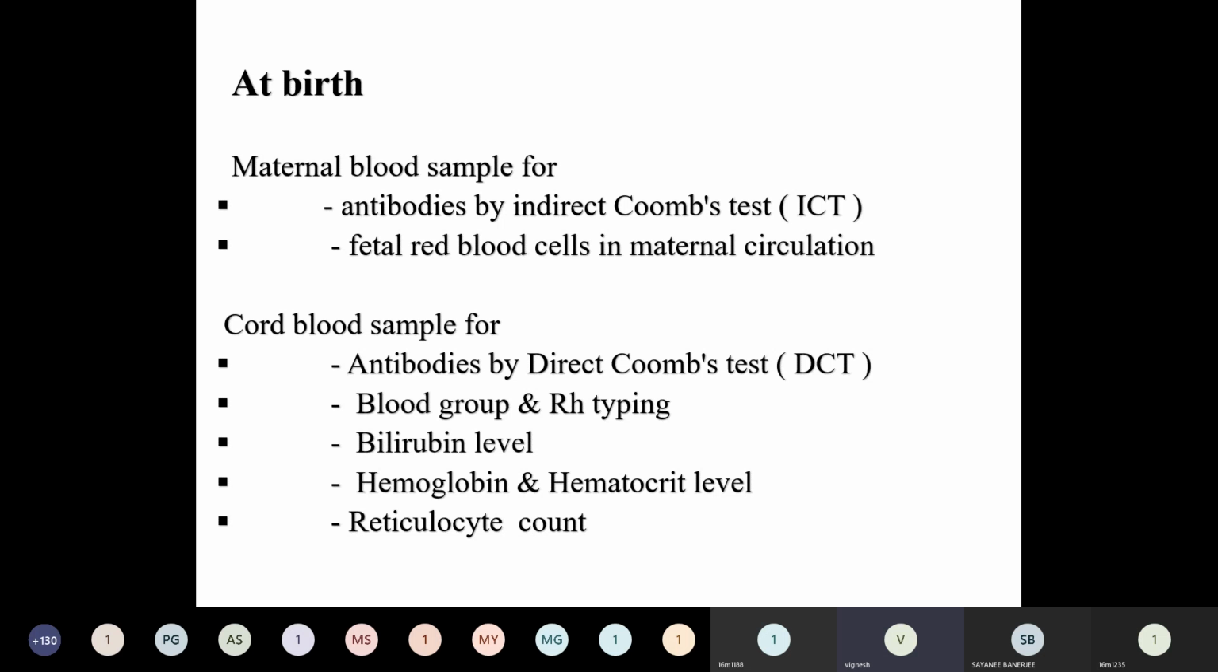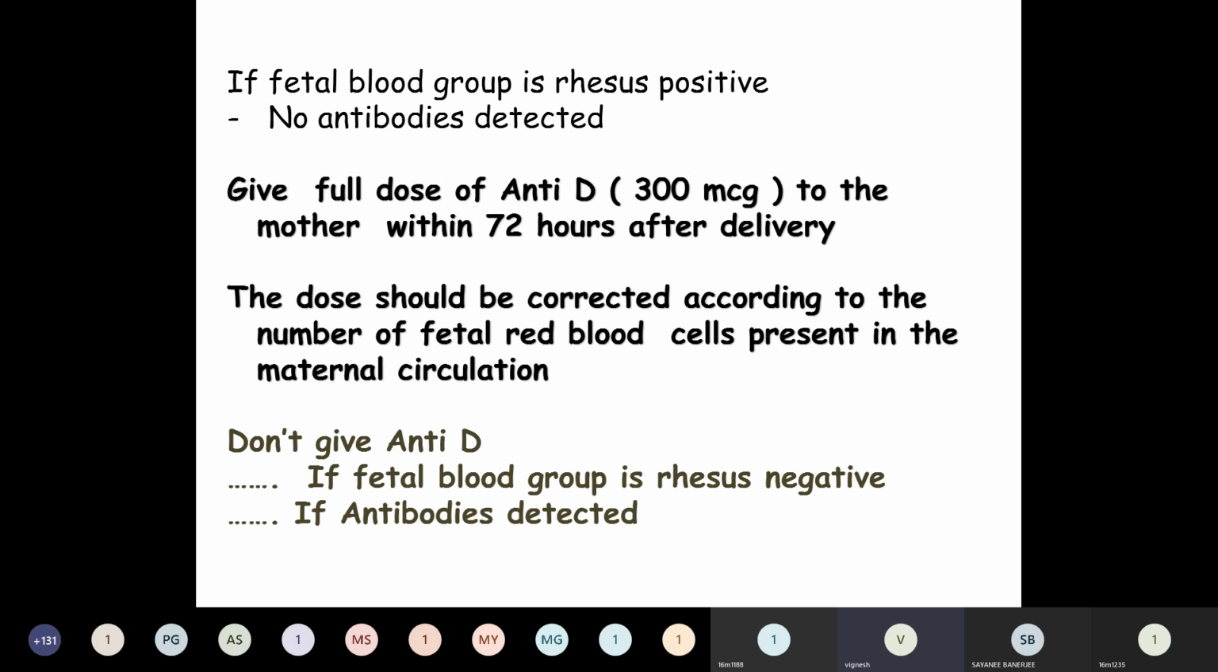The maternal blood sample also should be taken and you check for the indirect Coombs test. Wait for about 30 to 45 minutes and then collect the blood, and the fetal red blood cells in the maternal circulation can be estimated. So this is what you do at birth, the maternal as well as the fetal investigations. If the fetal blood group is Rh positive, as we already told you, and no antibodies are detected, a full dose of anti-D should be given within 72 hours after delivery.